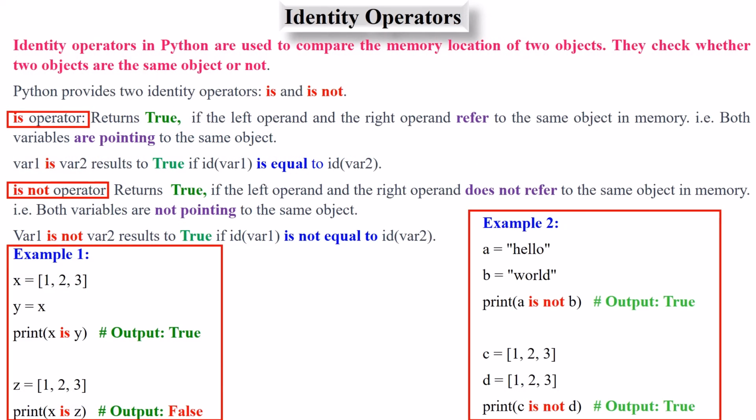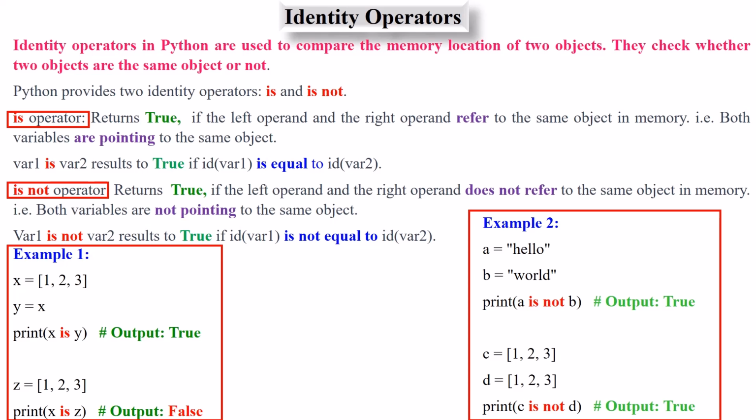Identity operators in Python are used to compare the memory location of two objects. They check whether two objects are the same object or not. Python provides two identity operators, is and is not.